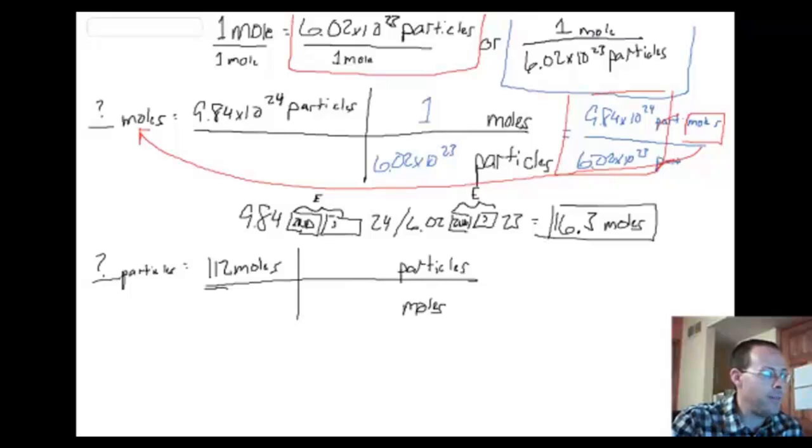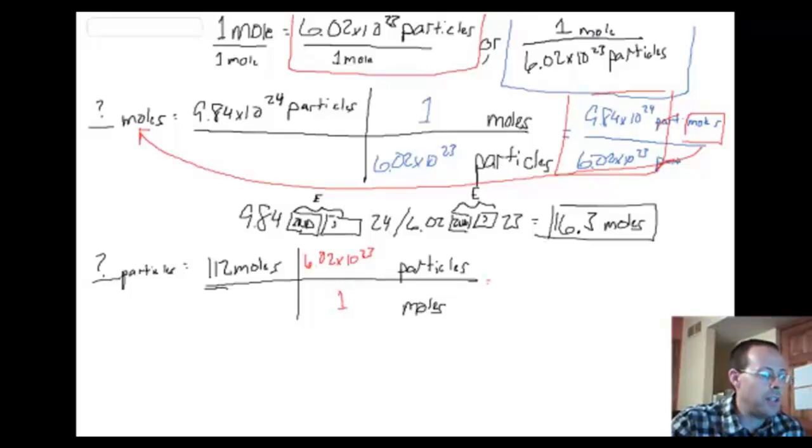We either have choice A, which is this choice in red, or we have choice B, which is in blue. Well, we have found that if we have particles on top, we need to put the value 6.02 times 10 to the 23rd in front of particles. It is the number that will always go in front of particles. What's going to go in front of moles? It's going to be 1.